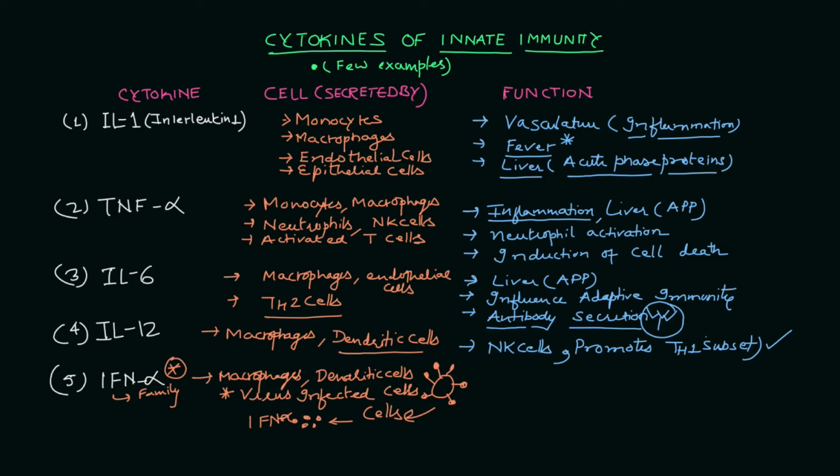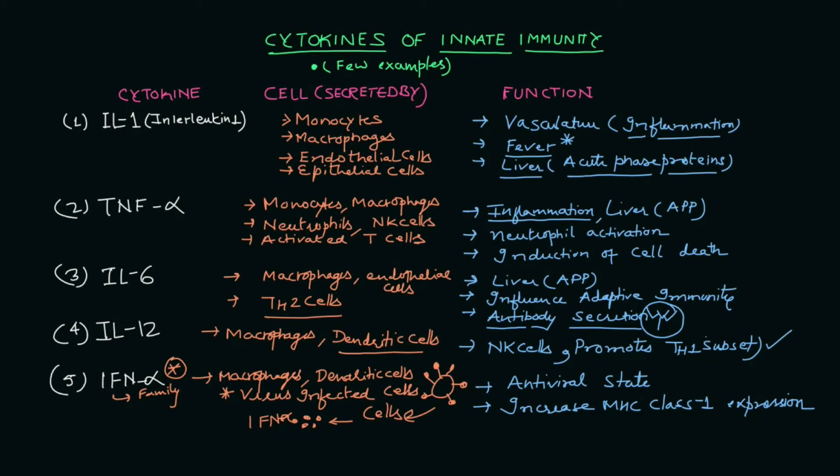Now let's discuss the function. Function is the antiviral state activation inside the cell. Second is the increase of the MHC class 1 expression. So this is very important cytokine, IFN-alpha, in case of viral immune system. So these are all important cytokines of innate immune system.